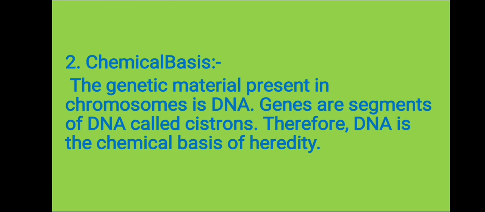In the strict sense, it is genes which get passed, but genes are the segments of the DNA, the segments which we call the cistrons, and therefore DNA acts as the chemical basis of heredity. Genes act as the physical basis of heredity. Chromosomes act as the chromosomal basis of heredity, while DNA is the chemical basis of heredity. Maybe some questions may be asked from here.